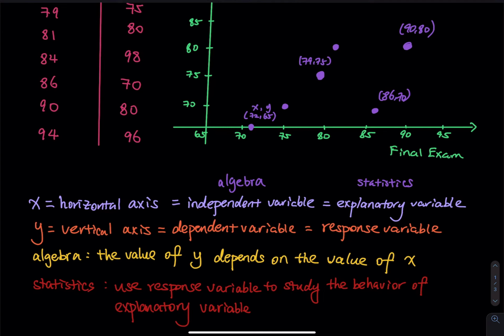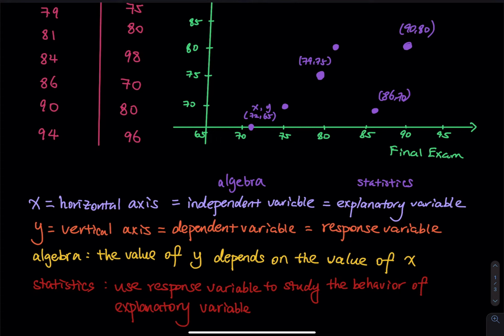And then in algebra, we use x and y. So why do we call them independent and dependent? Because in algebra, we say the value of y depends on the value of x. So put that language in this bivariate data, we say that your paper score depends on your exam score. And then in statistics, this is the language that we use. We say that we use the response variable to study the behavior of explanatory variable. So using this data, we are using your final exam score to study your research paper score.